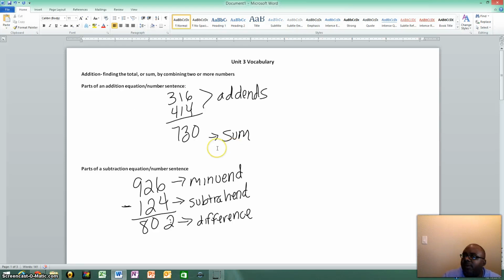Alright, so let's talk about the vocabulary for our unit this time. So our Unit 3 vocabulary is addition and subtraction. I know what you're thinking.